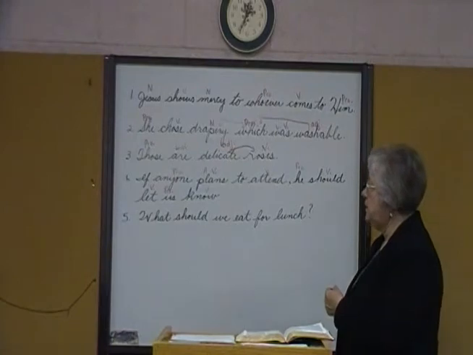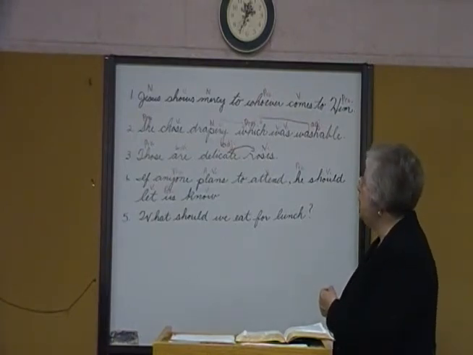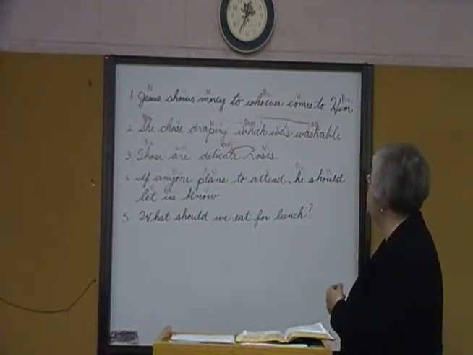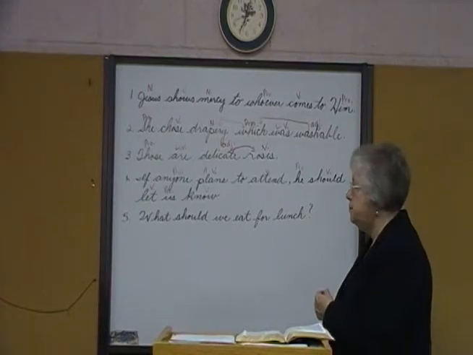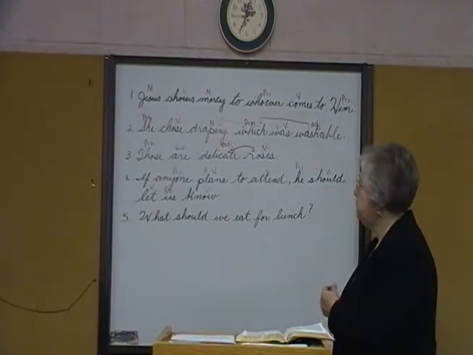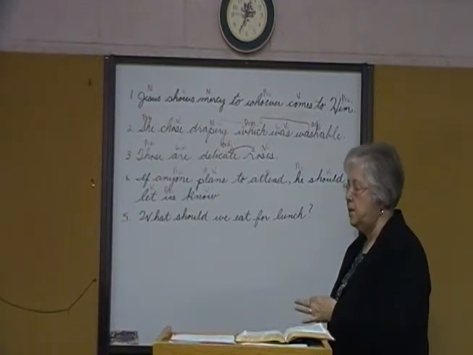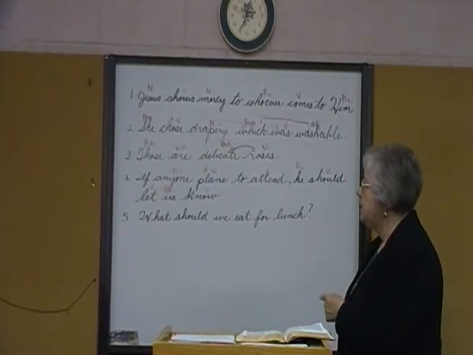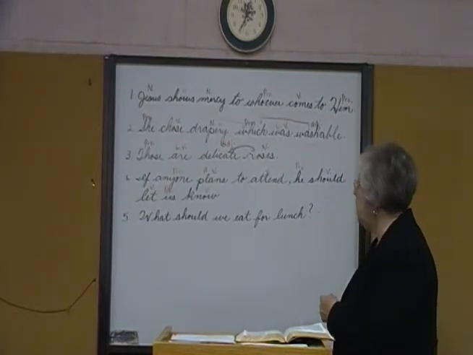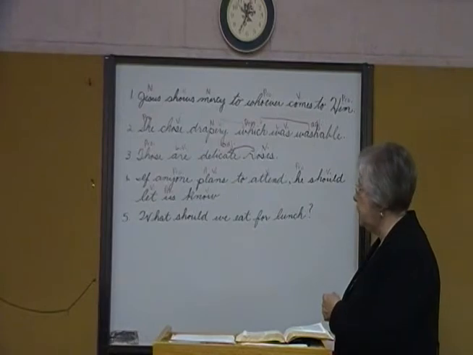All right, adjectives. Anything describing the noun or the pronoun? No, there are no adjectives. There are the words, but we haven't come to those parts of speech yet. Number 5, we have an interrogative sentence. What should we eat for lunch?